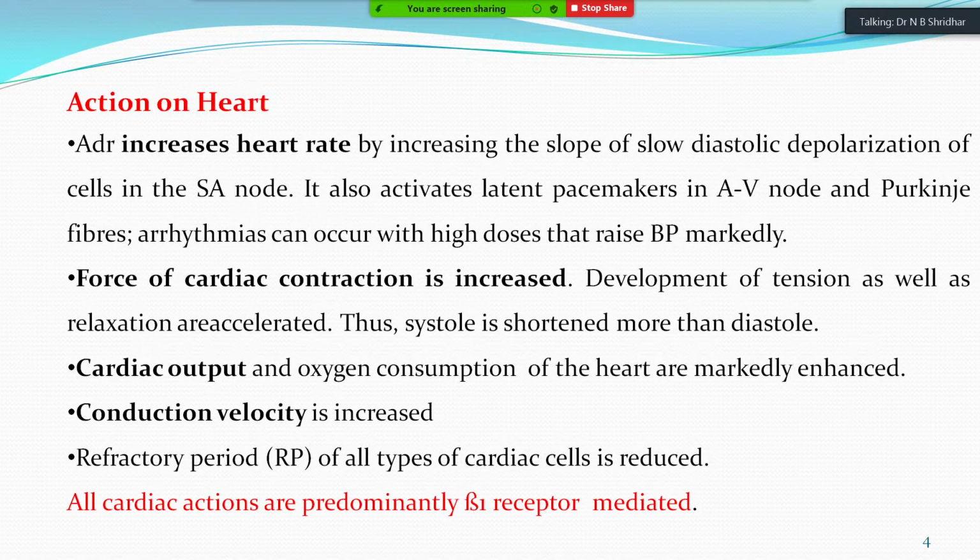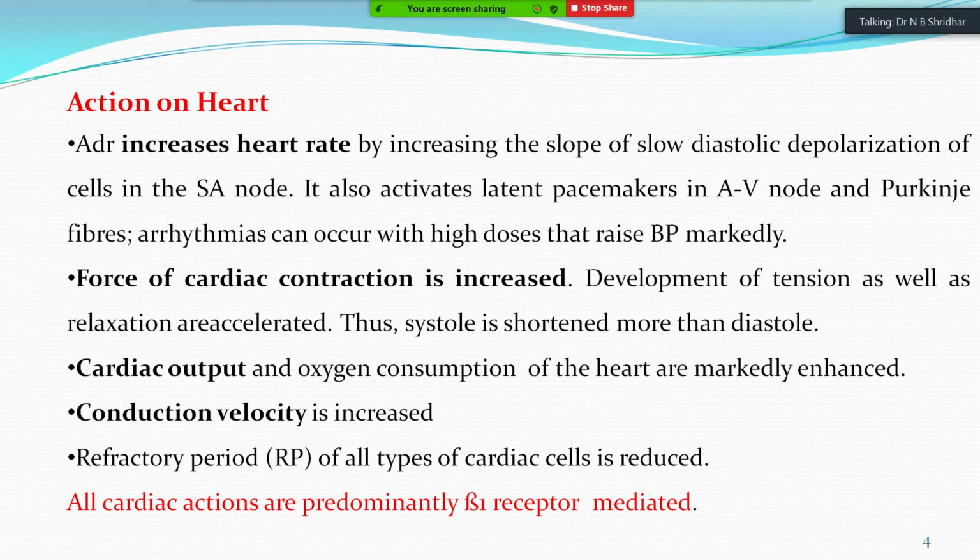So coming to the individual actions of adrenaline, especially where it is acting. Suppose no other drug is acting and you have exogenously administered adrenaline, then what happens on the heart? Here adrenaline increases the heart rate by increasing the slope of slow diastolic depolarization of the cells in the sinoatrial node, or SA node. Then it activates the latent pacemakers of the AV node and Purkinje fibers.